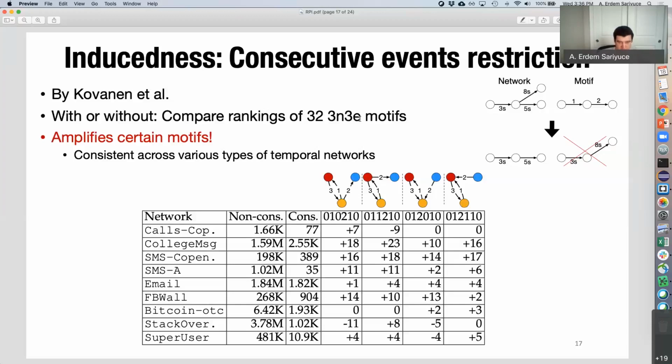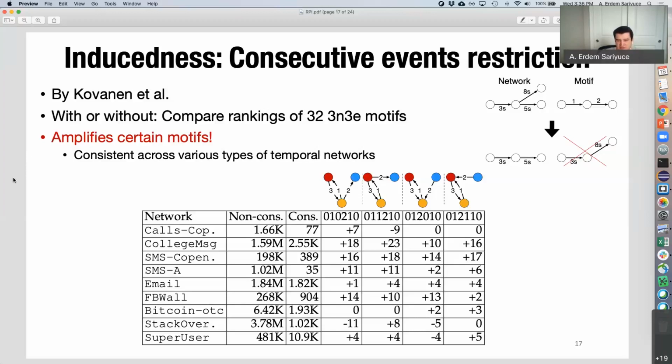There are 32 of those. And we check the rankings of the motifs and see how the rankings change when you enforce this consecutive event restriction. And the result is kind of unexpected, to be honest, when we first did this. It made sense, of course, after a while, but when I first saw it, it was pretty surprising.